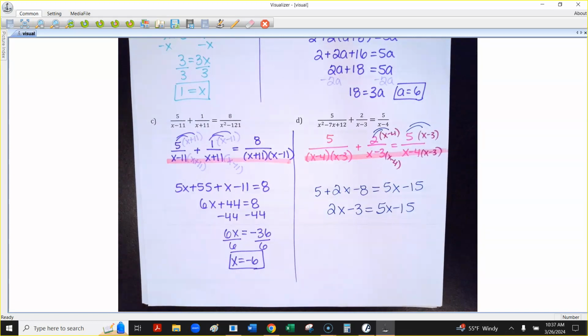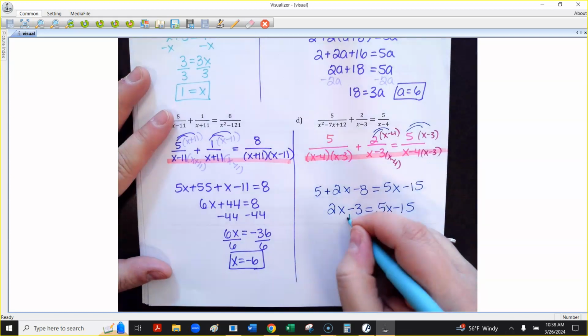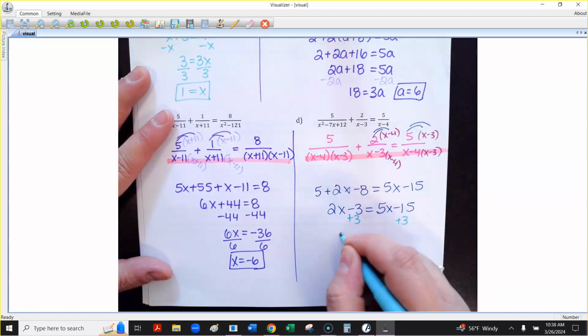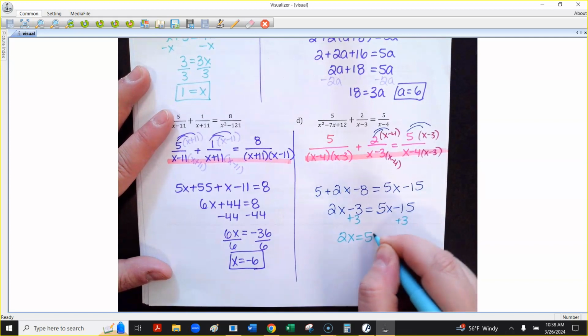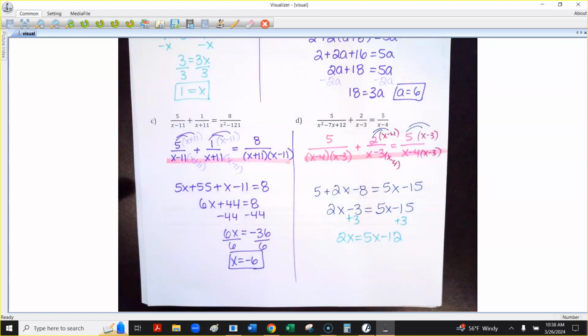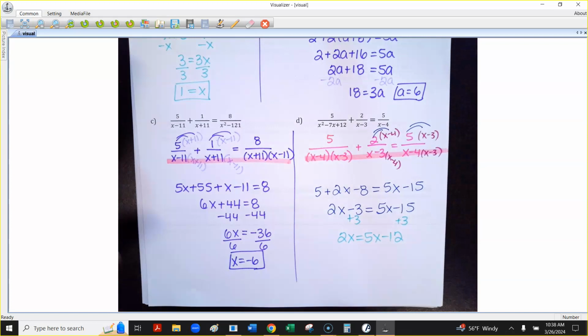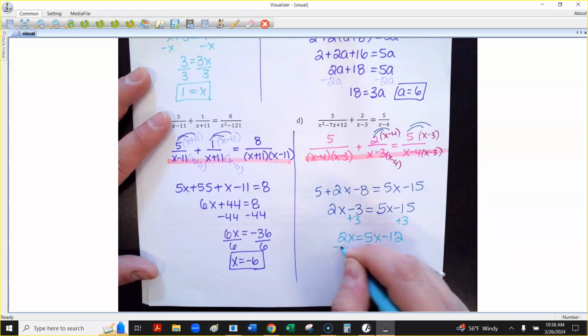Okay, from there, what do we want to do? Because there's different ways you could do it. It's totally up to you. Add 3, all right. So I got 2x equals 5x minus 12. What do you want to do next? Subtract the 5. All right, so I got negative 3x equals negative 12.